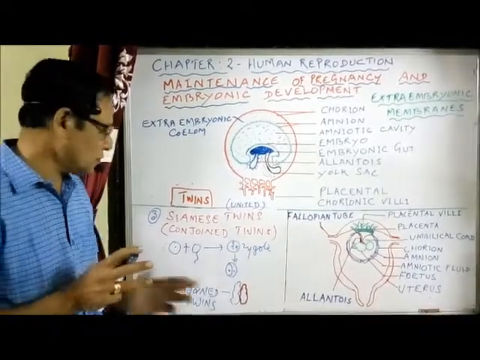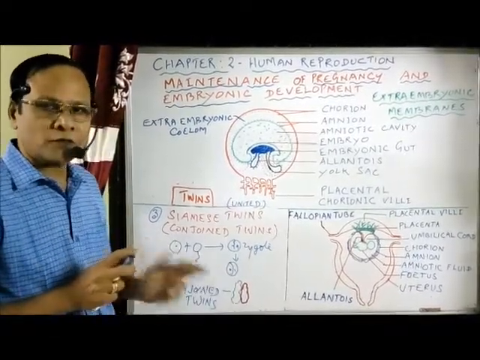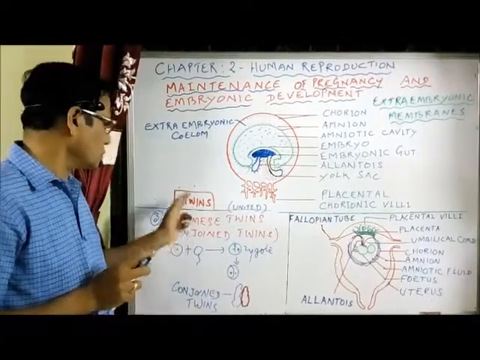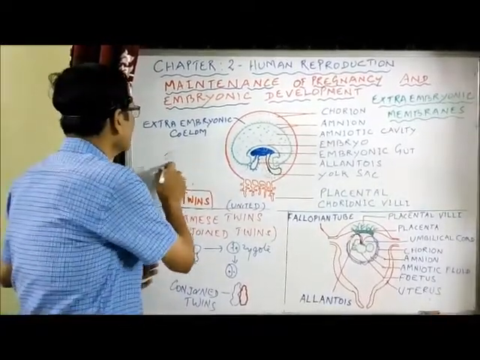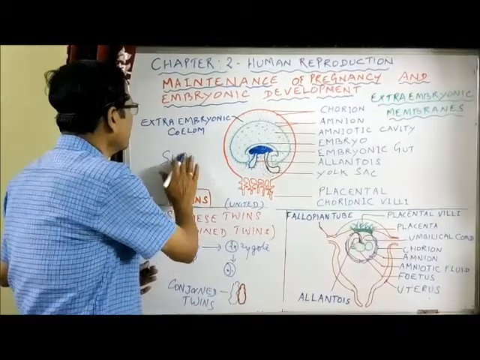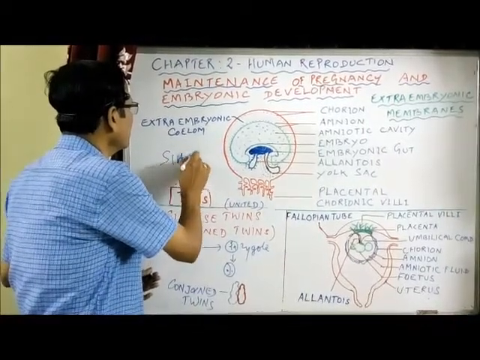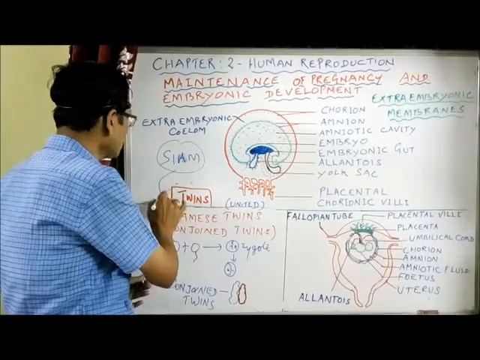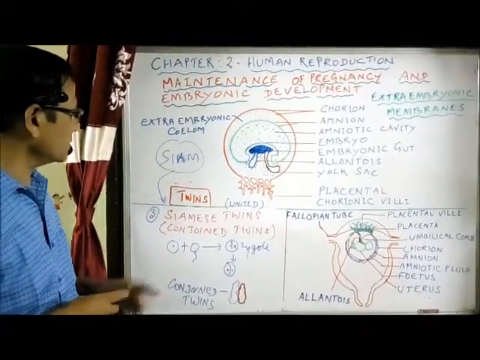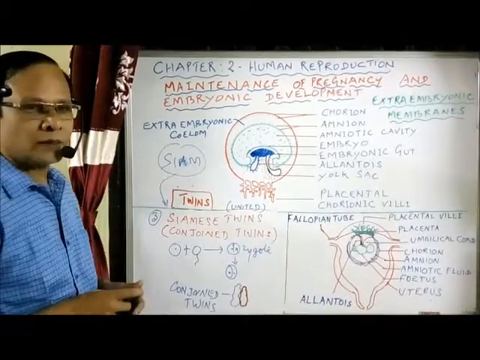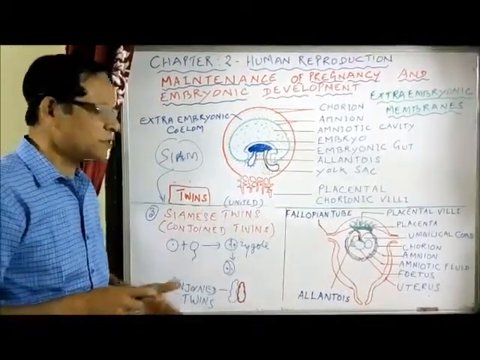The first conjoined twins were born in Siam, the country. Siam is the old name of Thailand. So that's why the twins are called Siamese twins. The first child was born in Siam, the old name of Thailand. That's why the name Siamese twins is given.